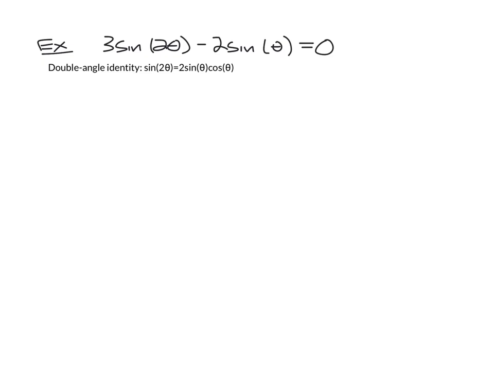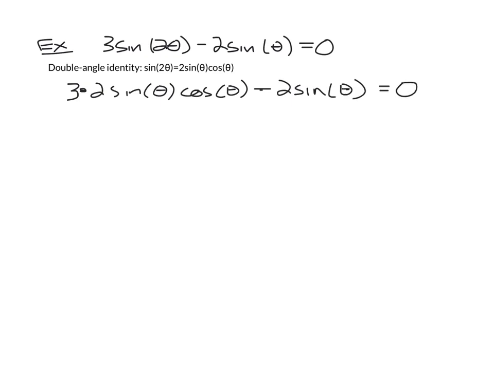Okay, so plug that in. So it's 3 times, instead of sine of 2 theta, we're going to say 2 sine theta cosine theta, and then that's minus 2 sine theta equals 0. All right, and we still have some work to do, but now we do have something that doesn't have any multiple angles in it. It's just in terms of theta. So let's see, I guess we got to simplify that. That's 6 sine theta cosine theta minus 2 sine theta equals 0.